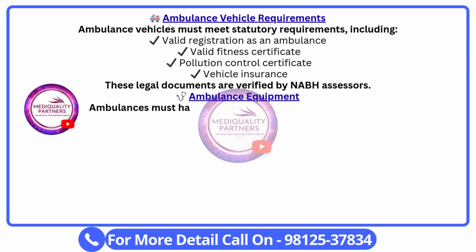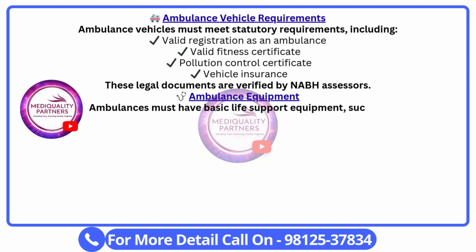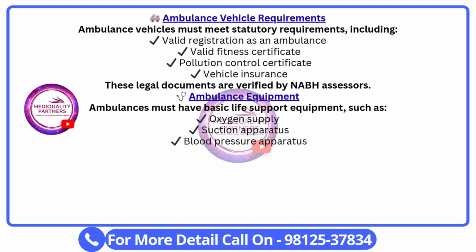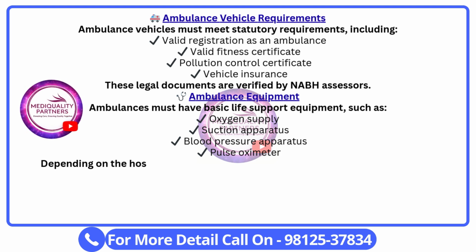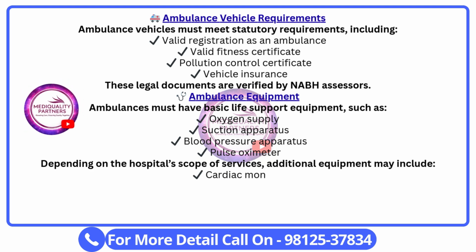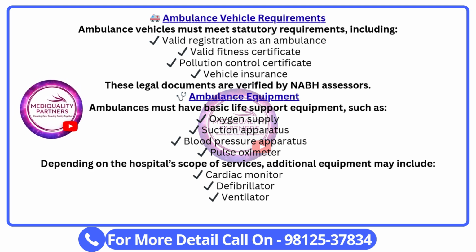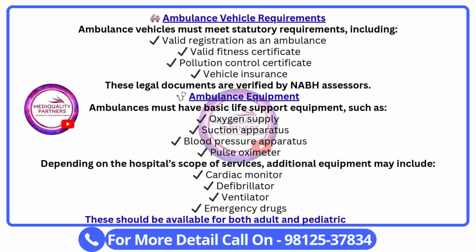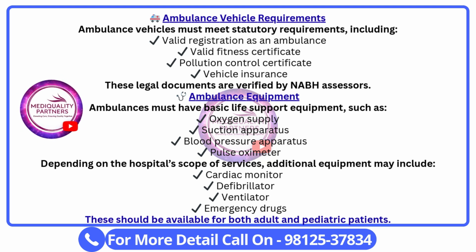Ambulance equipment. Ambulances must have basic life support equipment, such as oxygen supply, suction apparatus, blood pressure apparatus, pulse oximeter. Depending on the hospital's scope of services, additional equipment may include cardiac monitor, defibrillator, ventilator, emergency drugs. These should be available for both adult and pediatric patients.